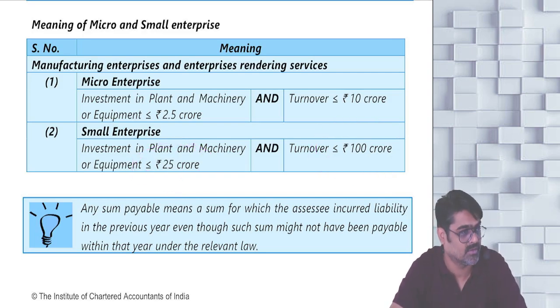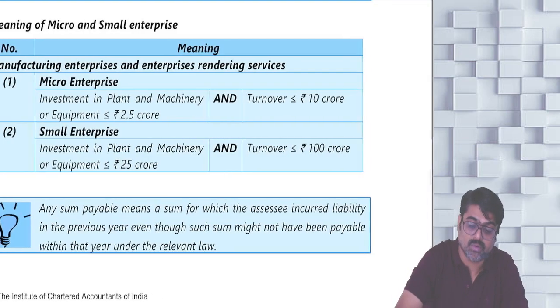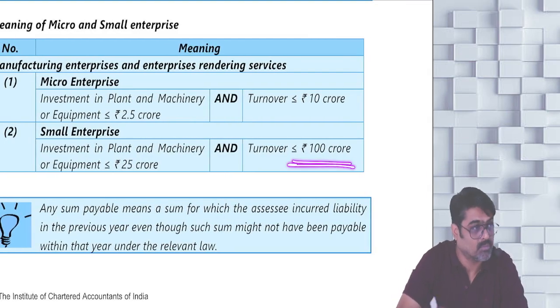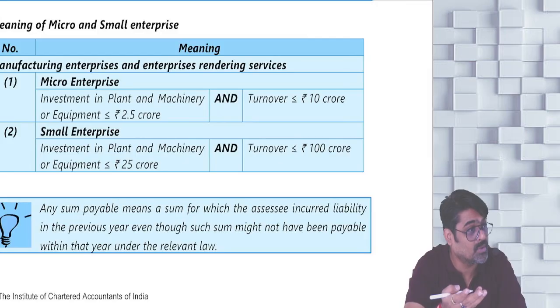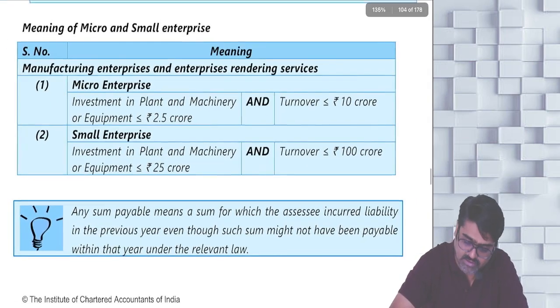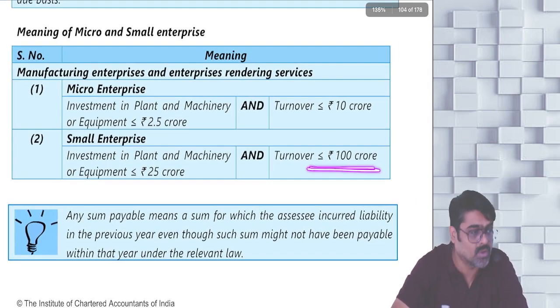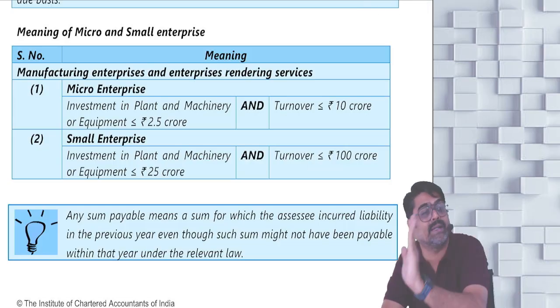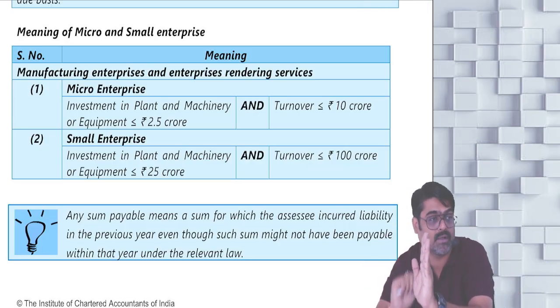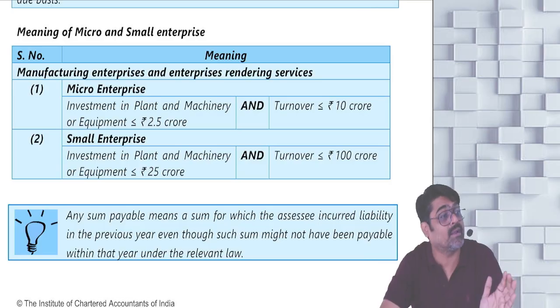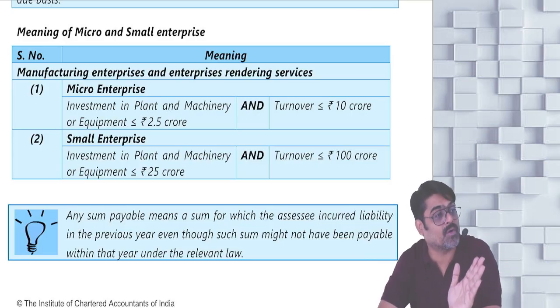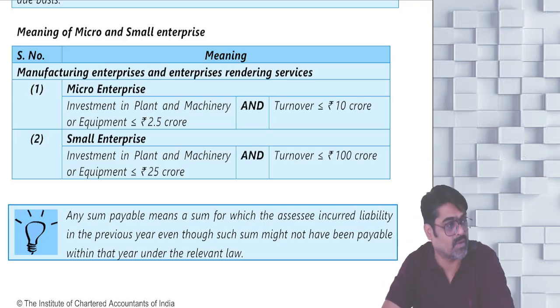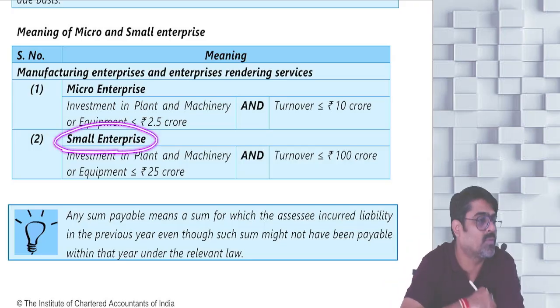Now any enterprise whose turnover is up to 100 crores. More than 10 crores, but up to 100 crores. And investment in plant and machinery and equipment is more than 2.5 crores, but up to 25 crores. That enterprise will be a small enterprise.